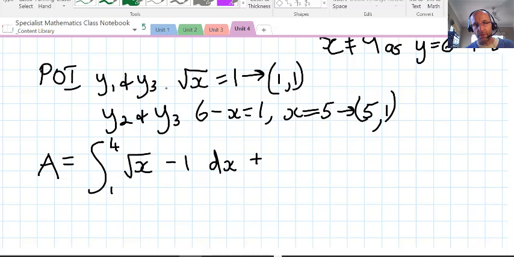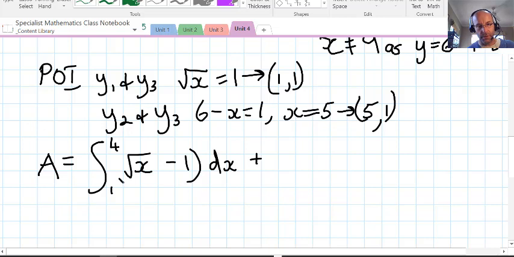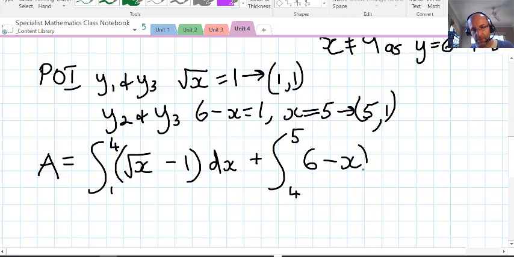Okay, so we can see that we've got the first part there, the difference of the two functions, using methods we've looked at previously, and then the second part there was from 4 to 5, and it's the difference of the corresponding functions there, which is 6 minus x. y equals 6 minus x and y equals 1.